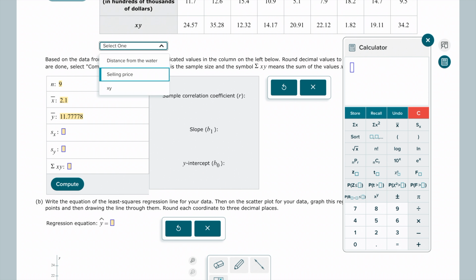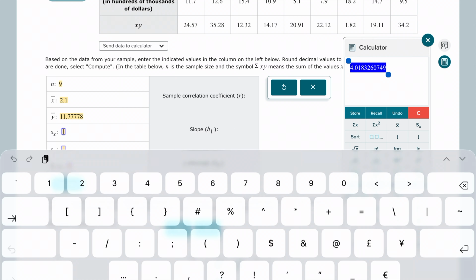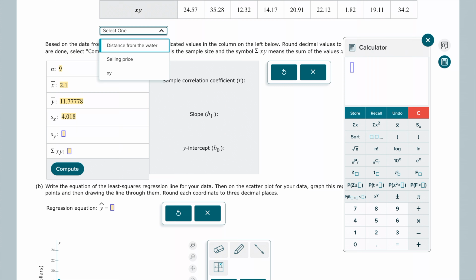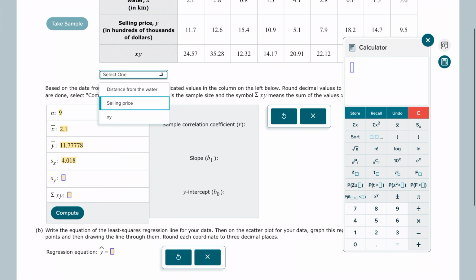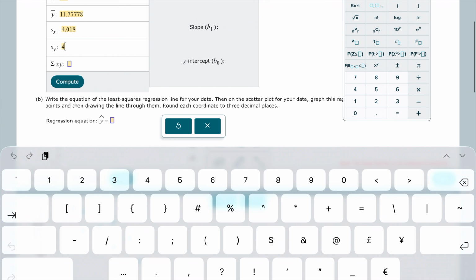Now I'm going to send the X's back over there, and I'm going to find the standard deviation. Okay, clear that. Now I'm going to send my Y's over there. I keep accidentally clicking the wrong one. Send my Y's over there and find the standard deviation. Oh man, I knew I clicked the wrong one the first time.